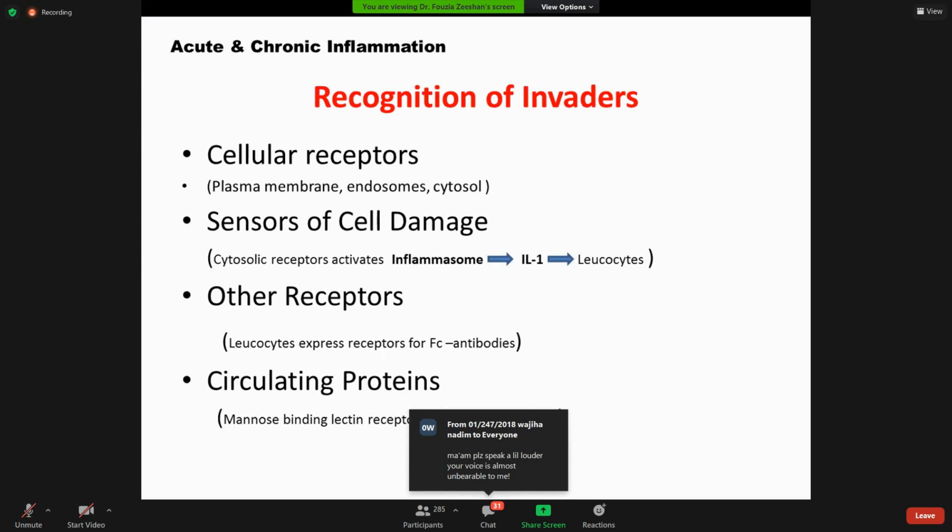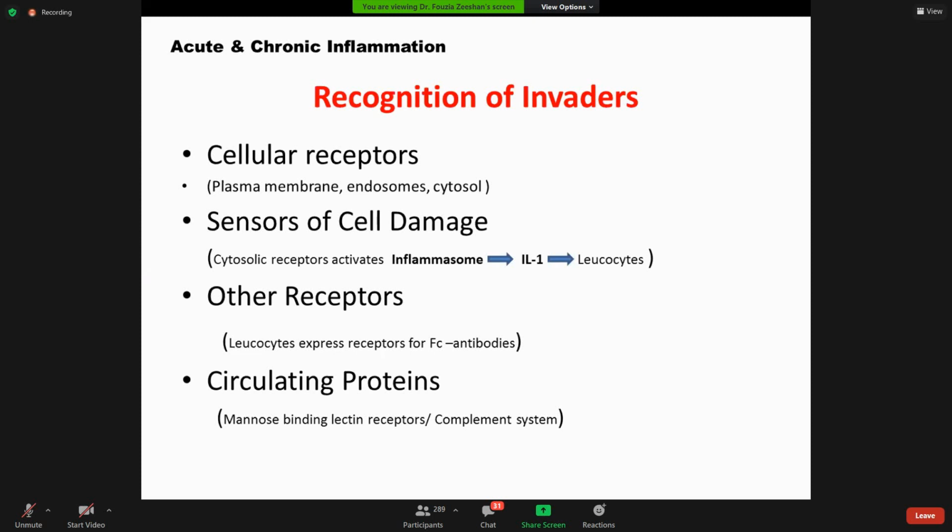We have some inflammasomes, which are cytosolic receptors. Basically, cytosolic receptors are intracellular receptors. They activate interleukin-1, and interleukin-1 stimulates the leukocytes to reach the inflammatory places, the place where the foreign particles have invaded, and alerts the leukocytes to go and kill them.